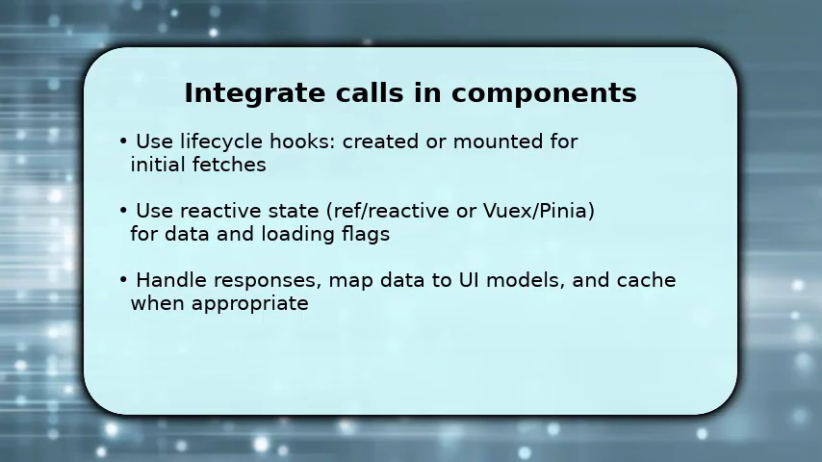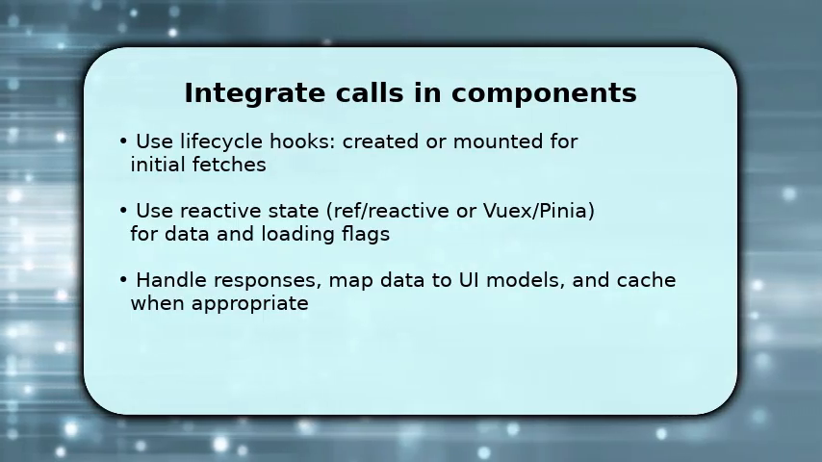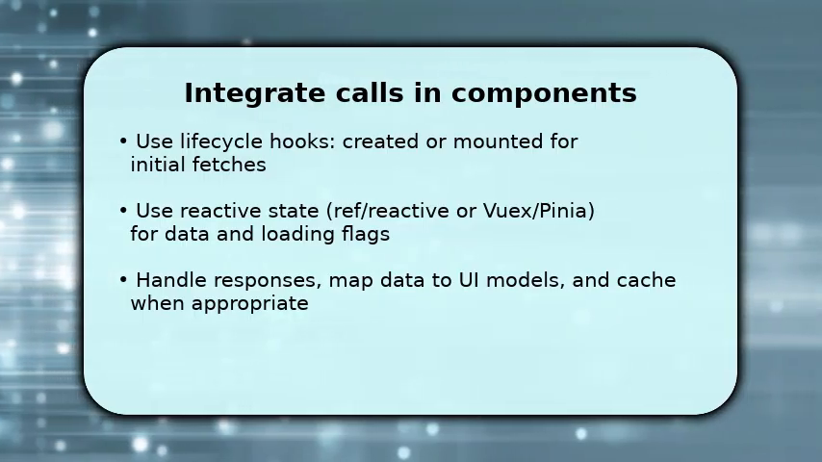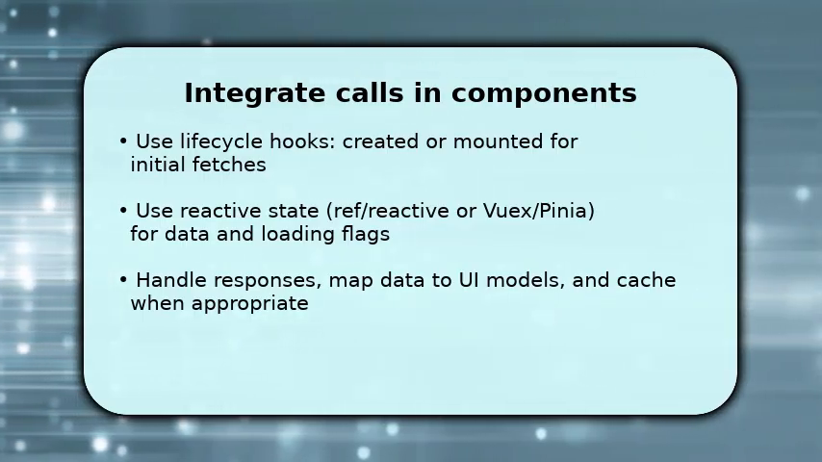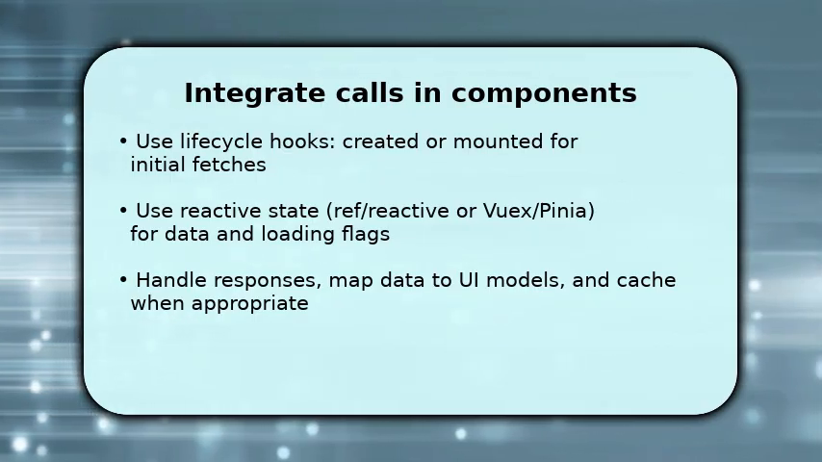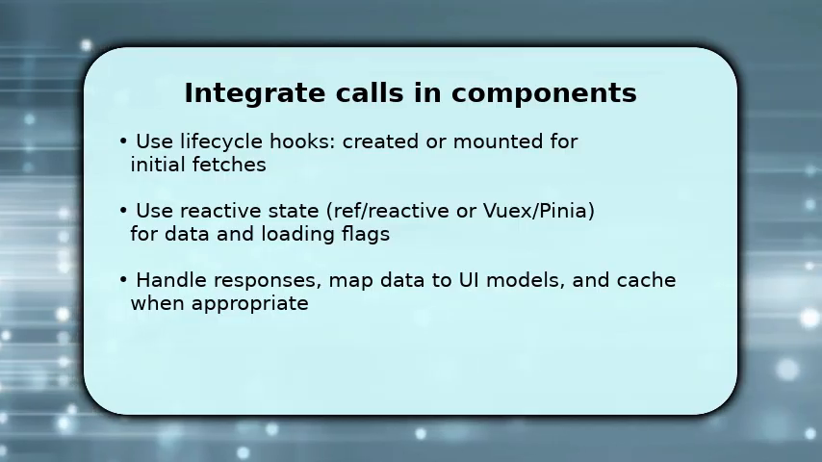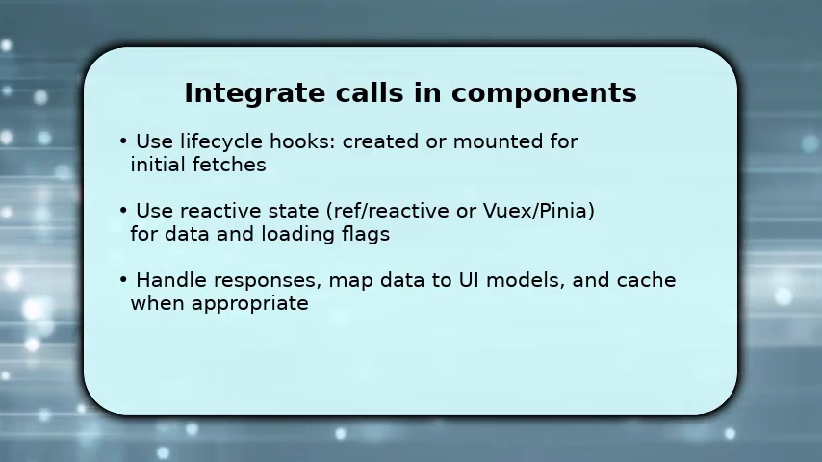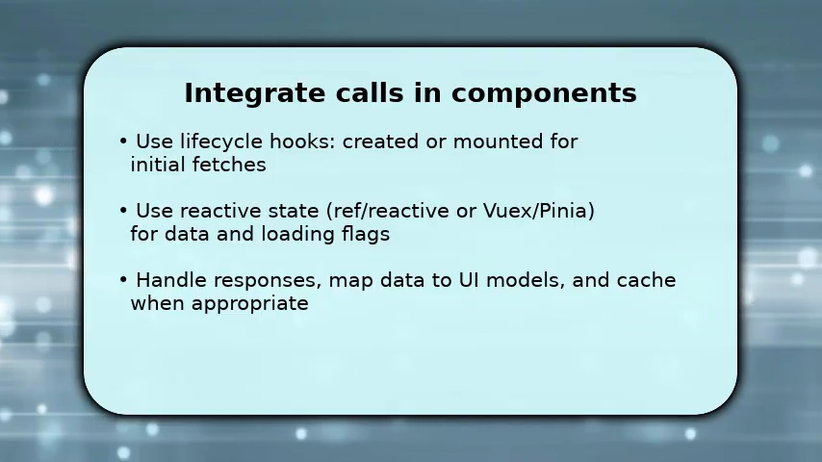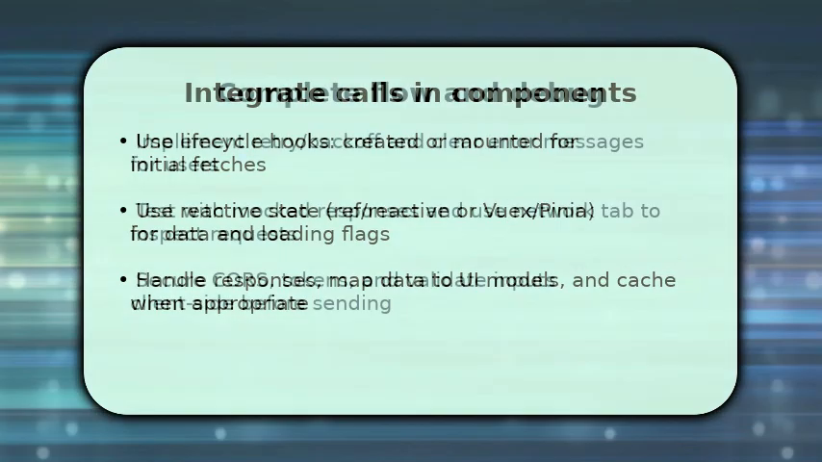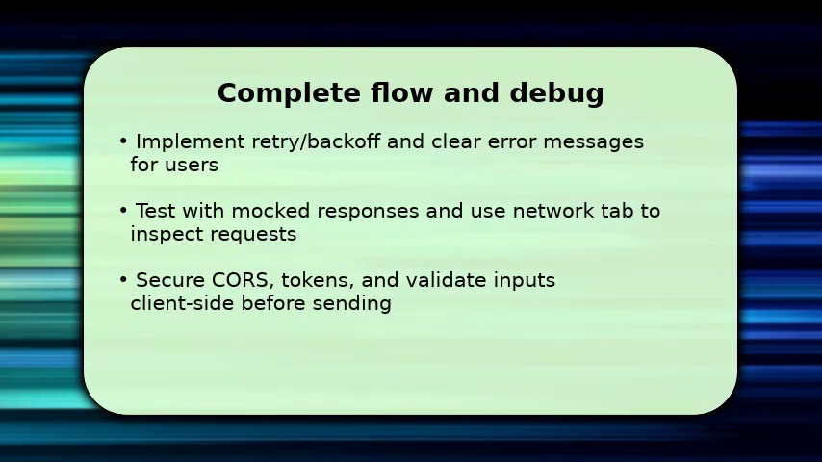Next, integrate API calls into your components with clear state management so UI stays responsive. In a component, trigger requests in mounted or created. Set loading equals true before the call, then update reactive data or commit to Pinia/Vuex. Once the response arrives, map raw payload fields to UI-friendly models and set loading equals false. Make sure to handle pagination and caching for repeated requests, and centralize error handling to keep components focused on rendering rather than networking.